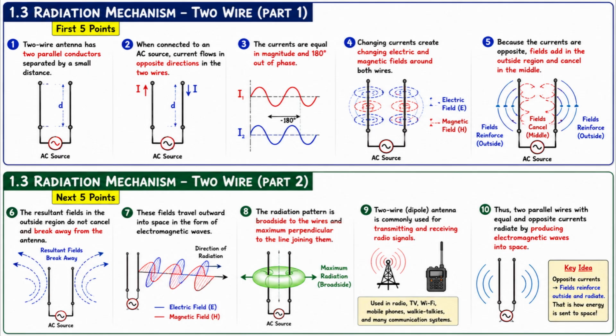If the wires are opened out or separated, then the fields are no longer fully cancelled. Now, some changing electric and magnetic fields move away from the two-wire system. This escaping field energy travels as an EM wave into free space.